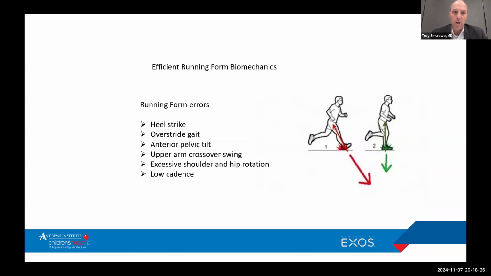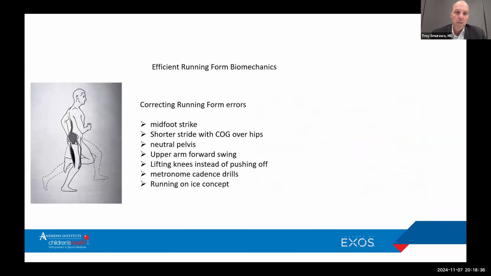Some of the running form areas we talked about are heel strike and overstride gait, anterior pelvic tilt, upper arm crossover swing, excessive shoulder and hip rotation, and low cadence. And the way to correct it is have more of a midfoot strike, having a shorter stride with your center of gravity over your hips, a more neutral pelvis, upper arm forward swing, lifting your knees instead of pushing off.